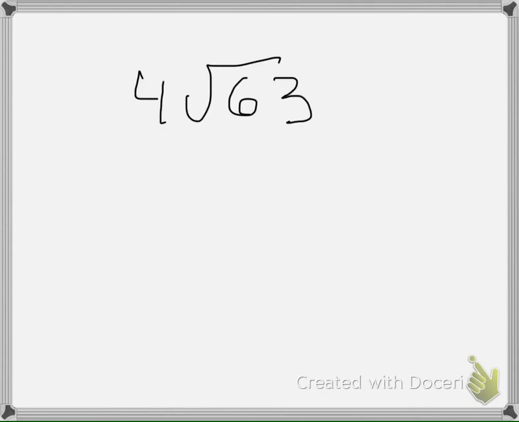Okay, so this time you have 4 times the square root of 63. Again, what is the biggest perfect square number that can divide into 63? And remember, you're going to end up doing a multiply again because there's a number on the outside. Turn the video off.